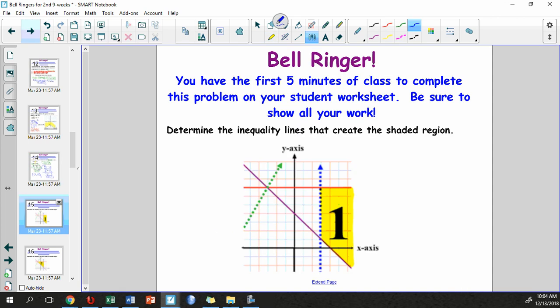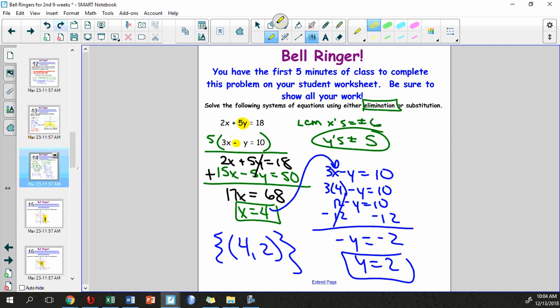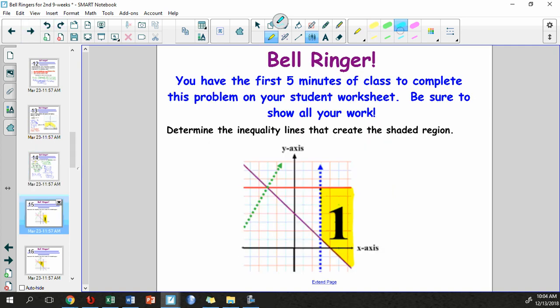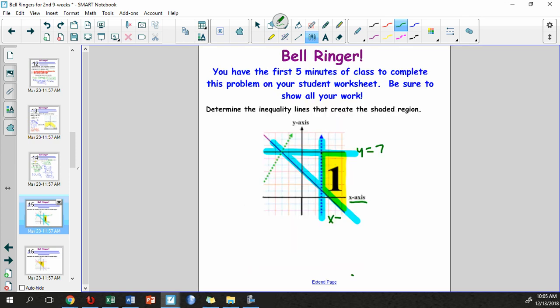It says to go ahead and determine the inequality lines that create the shaded region. So I have some work I have to do here. I need to figure out what lines are necessary for me to cut out region 1. Well, to cut out region 1, I'm using these lines right here, the blue lines. So if those are the blue lines, I need to come up with the equations. Well, this is my x-axis right here. So I'm going to go up 1, 2, 3, 4, 5, 6, 7. So this is y is equal to 7. And then this is a vertical line at 1, 2, 3. So that's x equals 3.